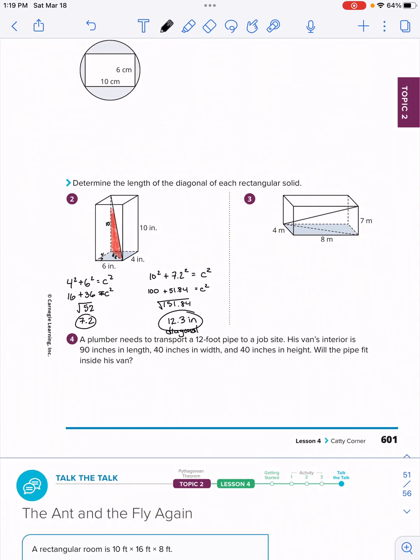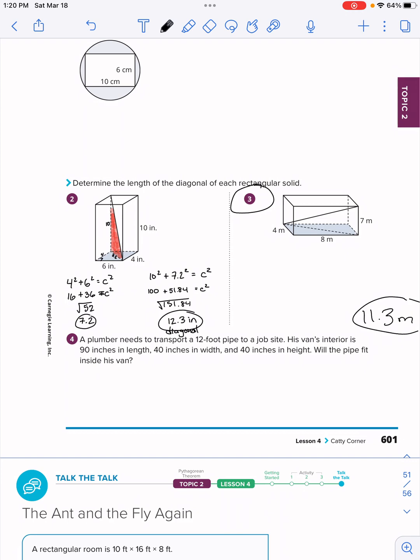I'll leave number 3 as a you-do. Your final answer should be 11.3 meters, but try to work it out, see if you can get that. You will use the Pythagorean theorem twice. Try to find the diagonal of the floor first, and then the diagonal of this entire shape. We're going to go through number 4 though together.